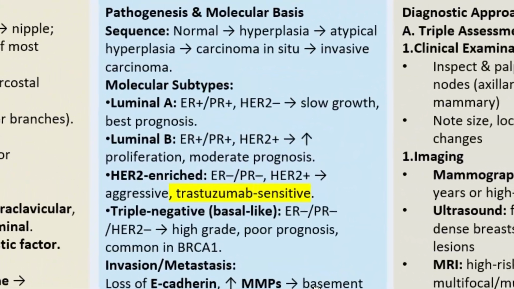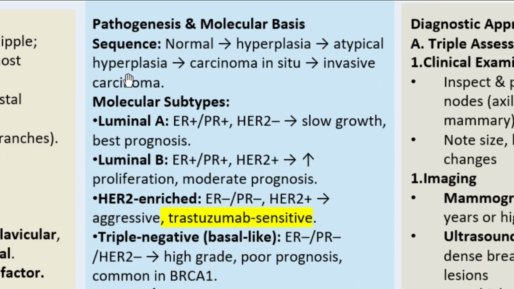So when you look at the pathogenesis on a molecular basis, the sequence of events is that we have a normal cell, then we have hyperplasia. Then after hyperplasia, we have atypical hyperplasia, which is hyperplasia that is abnormal. The increase in number of cells is abnormal. Then we have a carcinoma in situ, which is the one that has not yet broken through the basement membrane, and I will explain that. Then we have the invasive carcinoma, which has actually now broken through the basement membrane.